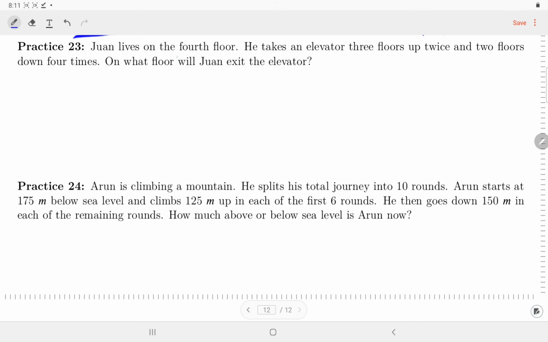Juan lives on the 4th floor. He takes an elevator 3 floors up twice and 2 floors down 4 times. On what floor will Juan exit the elevator? Pause the video and write the number sentence.